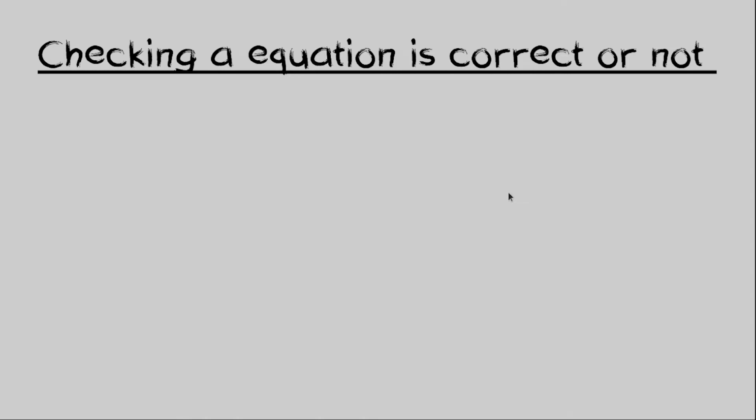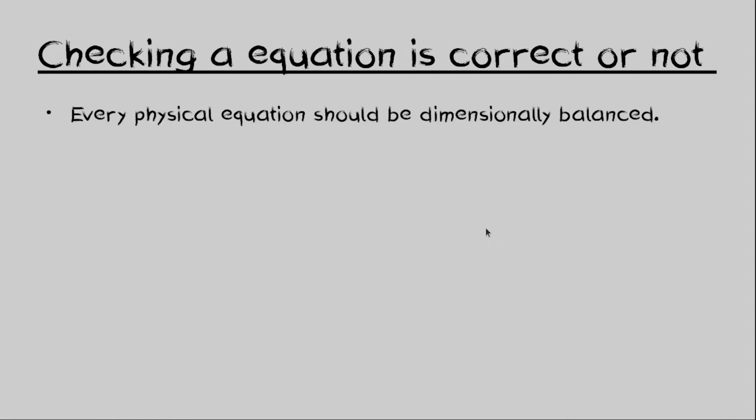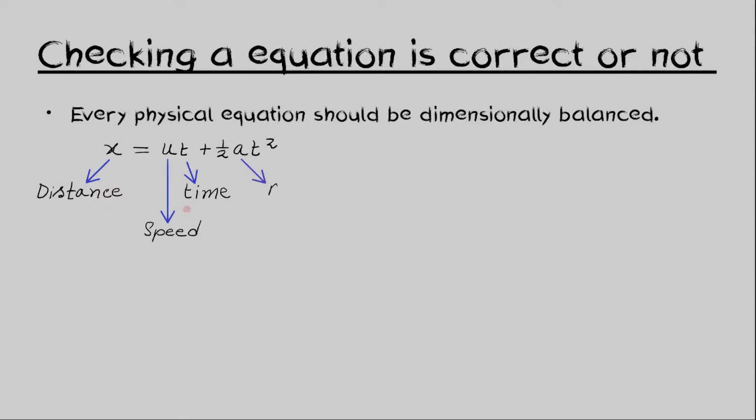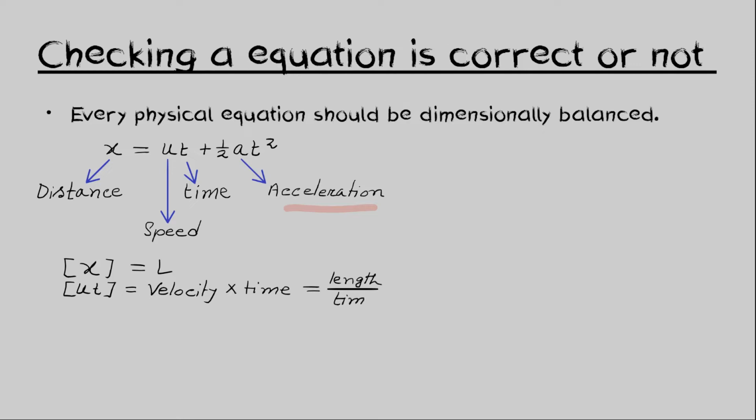First, checking whether an equation is correct or not. In physics, every physical equation should be dimensionally balanced. That means the dimension of each term on both sides of an equation must be the same. Let us check. Consider the equation x = ut + 1/2 at^2, where x is the distance travelled by a particle in time t, which starts at a speed u and has an acceleration a along the direction of motion. So, the dimension of x is equal to L.